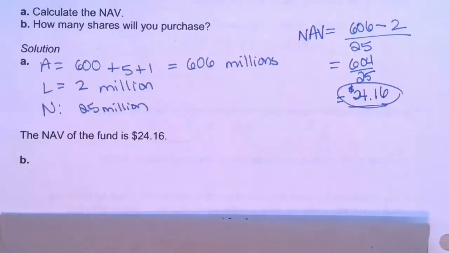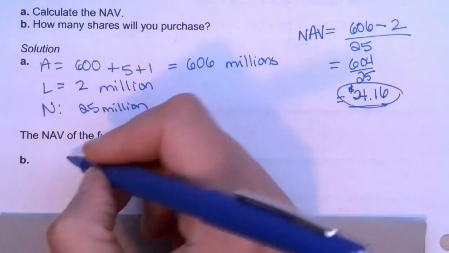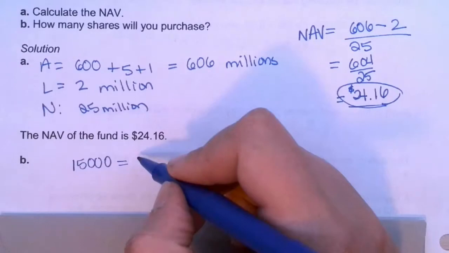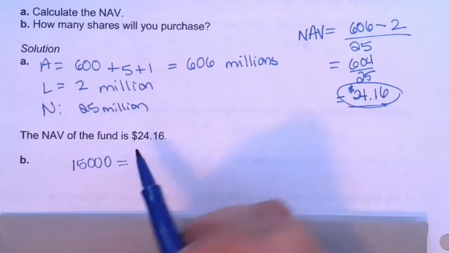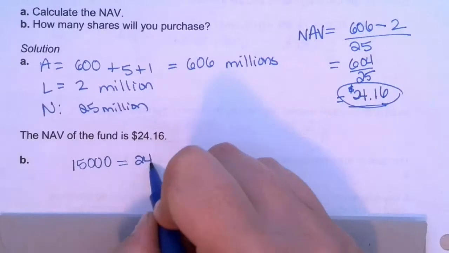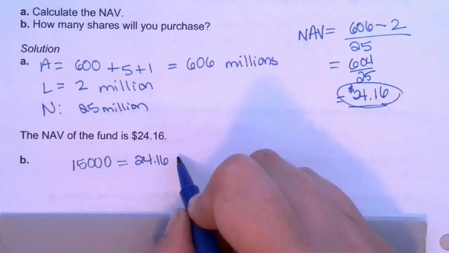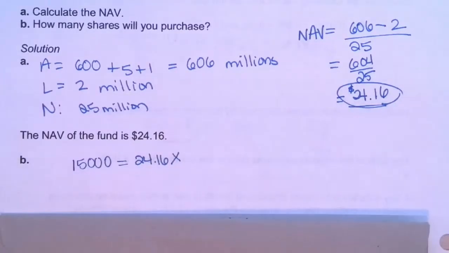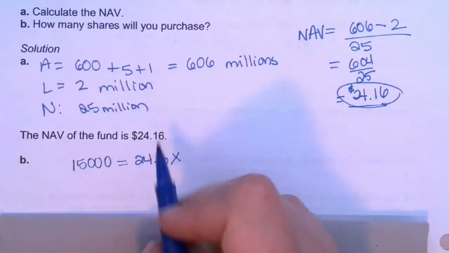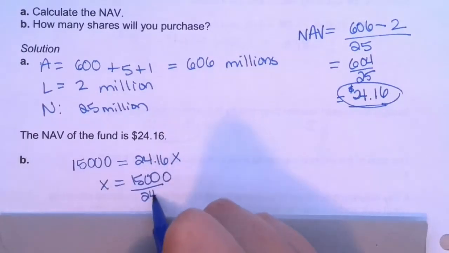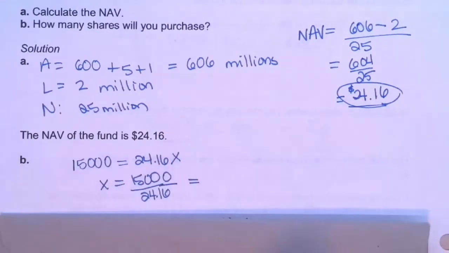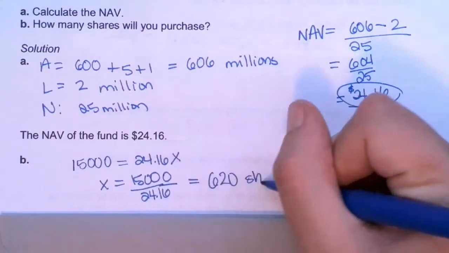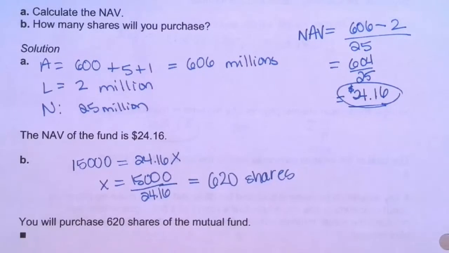So if we want to invest, what we do is we're going to take the money that we invest, and that's going to be equal to the value of each share, that net asset value of the fund, so 24.16, times the number of shares we buy. That's unknown right now, so I'm going to call that X, the number of shares we buy. So to get X, we're going to divide by 24.16, because that's the price per share, which tells us that we're going to get 620 shares from this mutual fund.